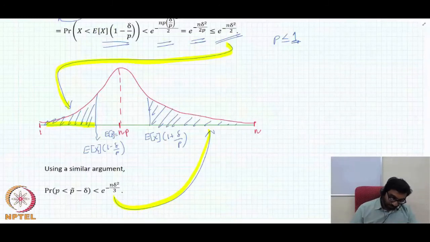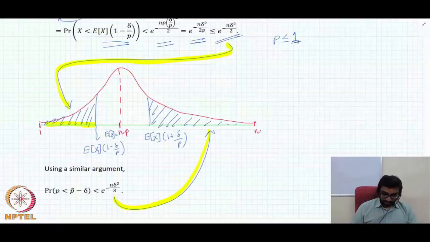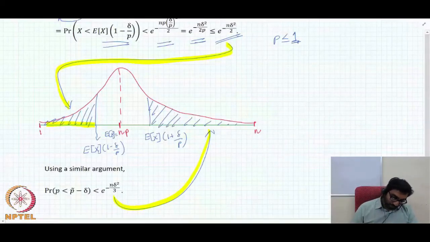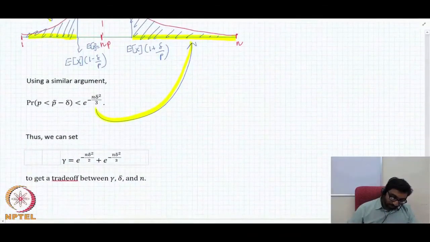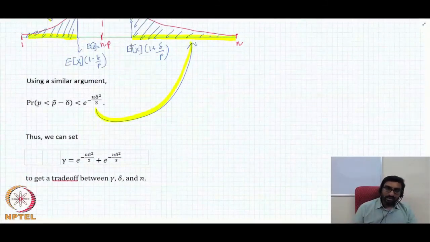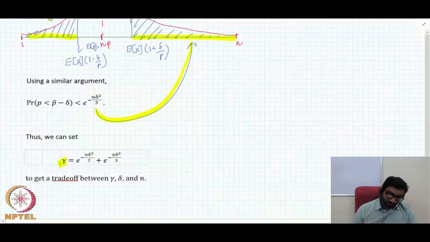In a similar way, we can bound the other bad event, which is that p is less than p tilde minus delta, and we get a similar upper bound on the probability of that bad event. That will correspond to the estimate p tilde lying in this range. So finally, we have two bad events. We need an upper bound on the probability of the union of those two bad events, so we simply apply the union bound, and that upper bound should be at most gamma.